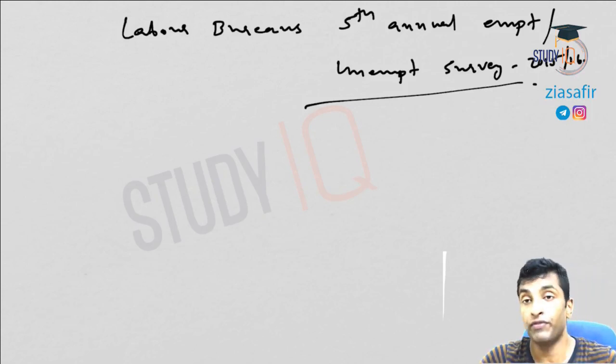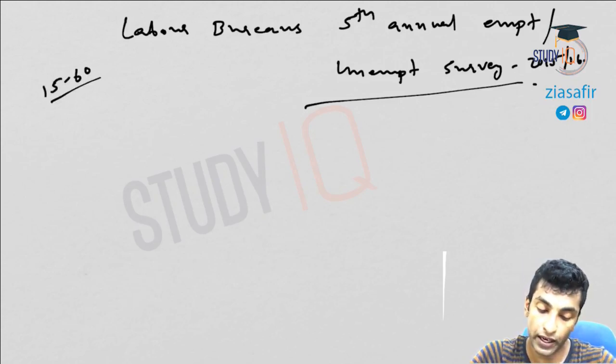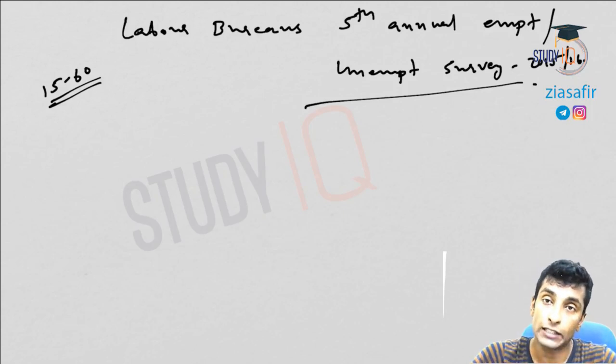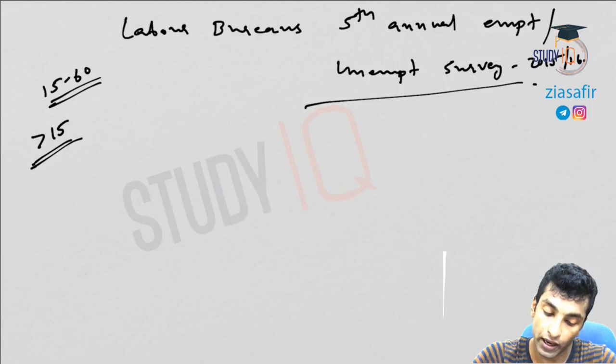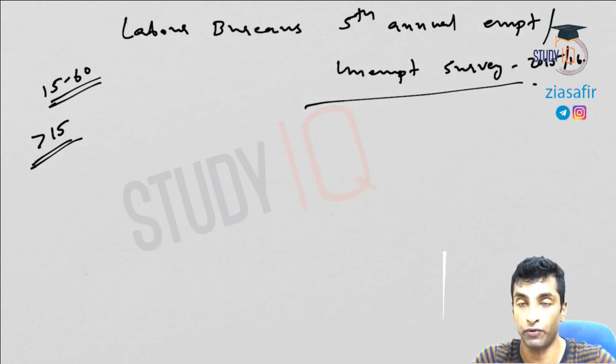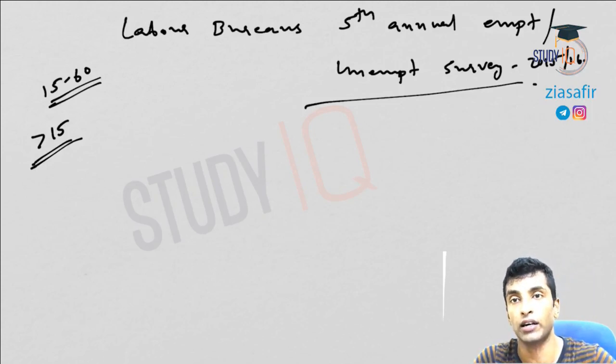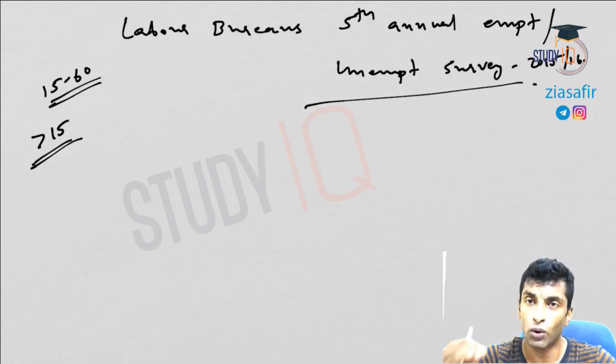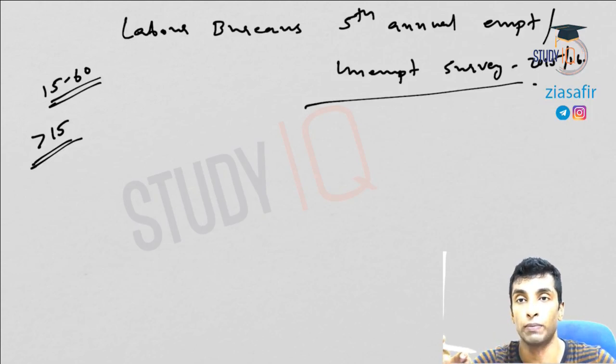See, as when we discussed NSSO, what is a labor force? Labor force was between 15 to 60. So this is the age group we discussed for NSSO. Now here, as per Labor Bureau, more than 15, all will come as part of labor force. That means 85, 100, even a 100-year-old person, if he is willing and able to work, will come as part of labor force. So age criteria is just more than 15. So obviously unemployment rate will be more here because more labor force are participating.